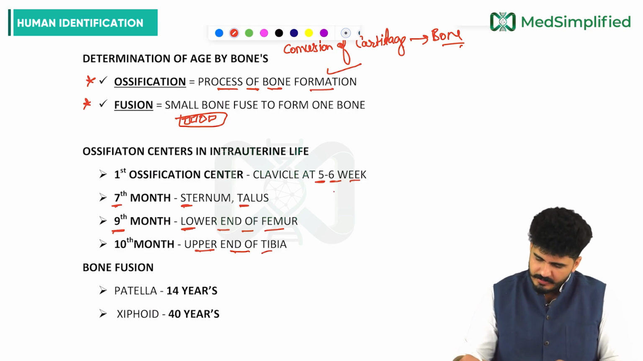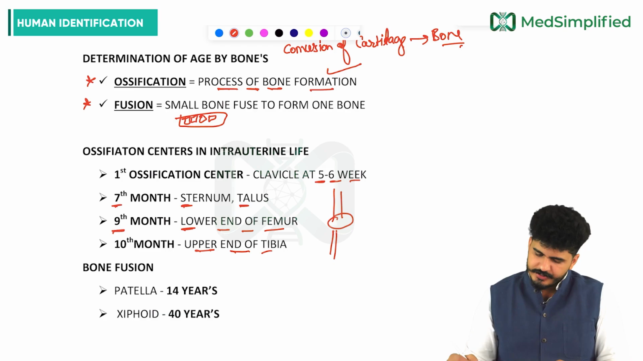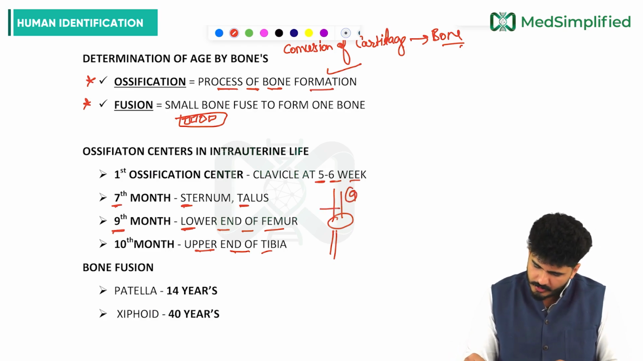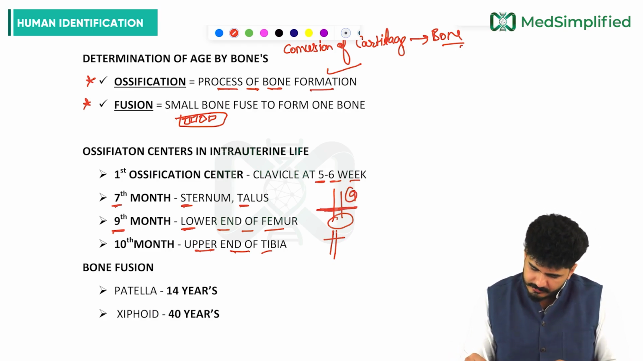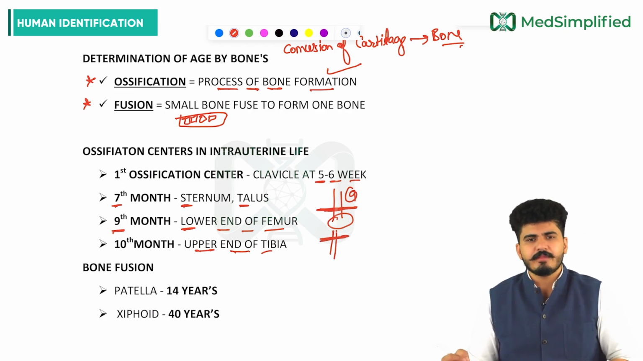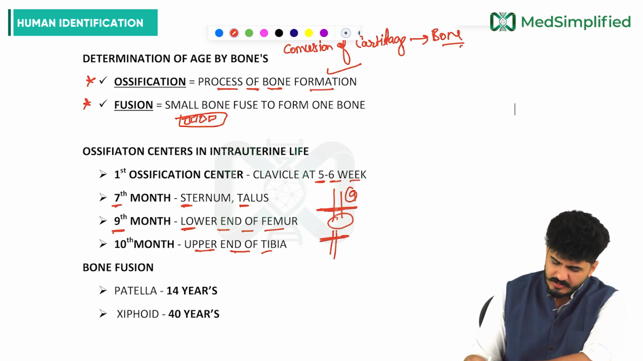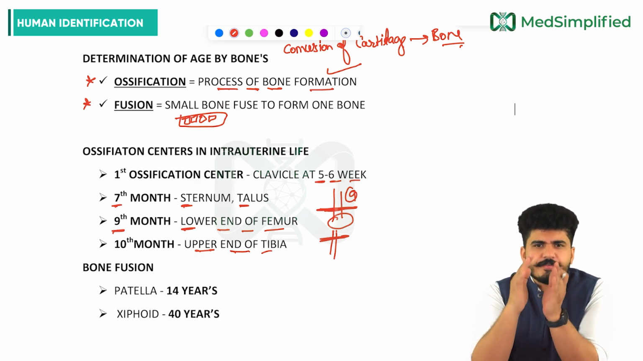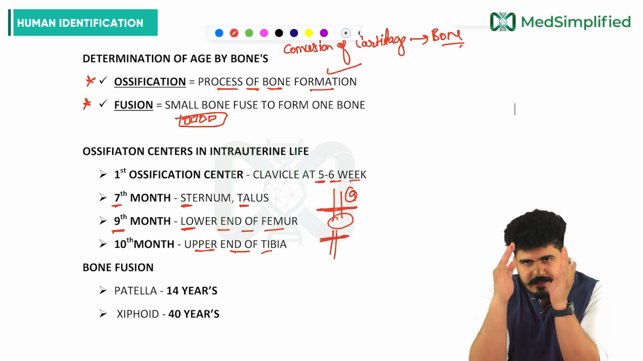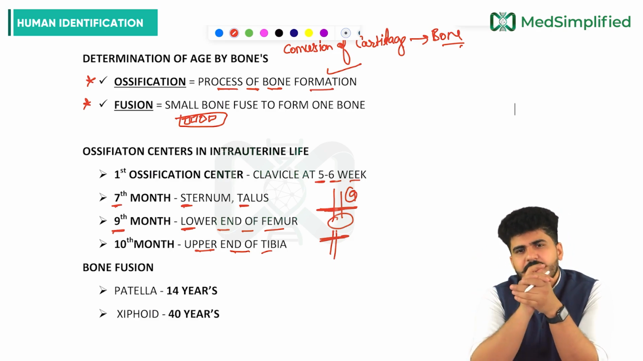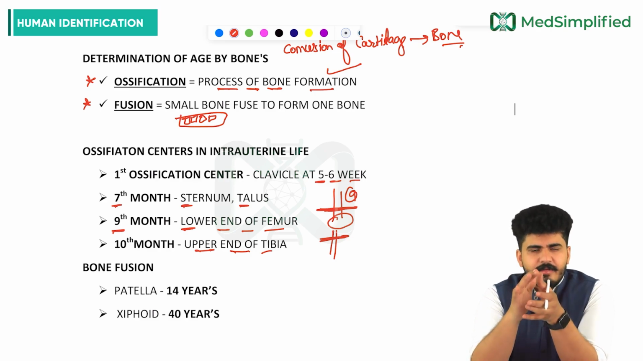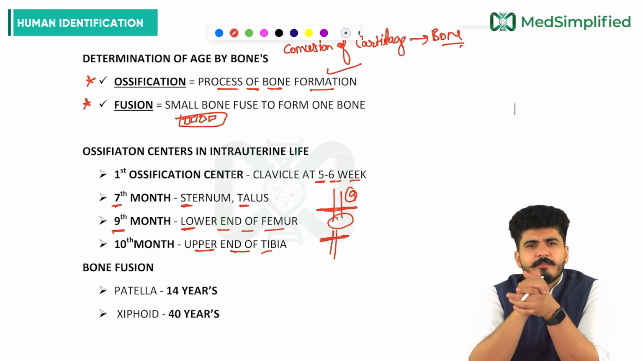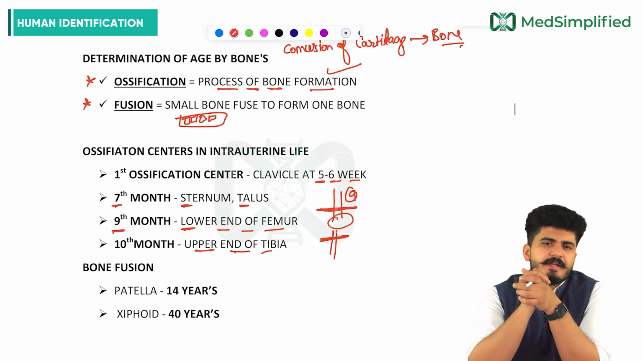How beautifully: if I say this is the femur, this is the knee joint, this is the tibia. So see, sir, at 9 months there will be the lower end of femur and at 10 months the upper end of tibia. So these are the ossification centers. We'll be revising once more. First ossification center appeared for the clavicle at what intrauterine age, my dear friends? 5 to 6 weeks. 7 months it is sternum and talus. 9 months lower end of femur and 10 months upper end of tibia, my dear friends.